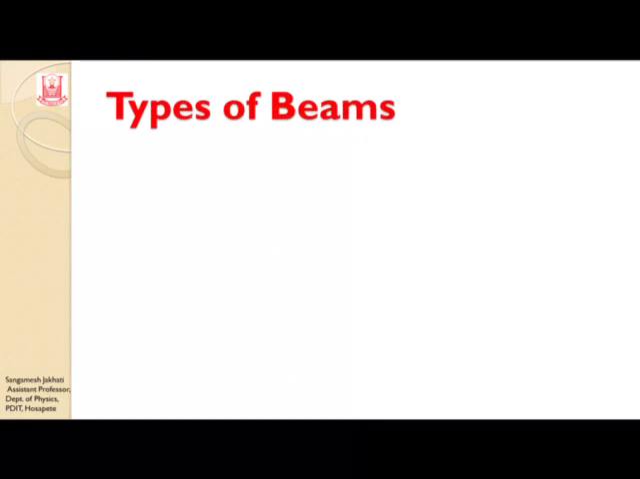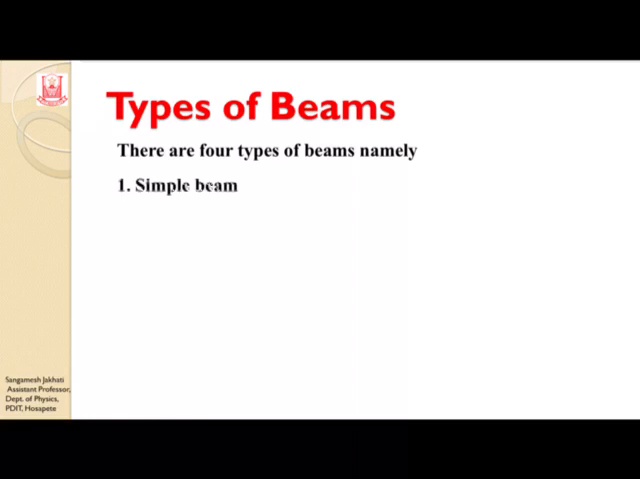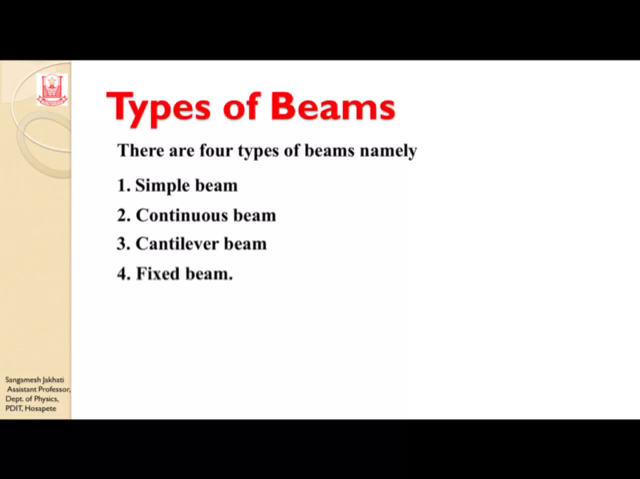So now let us discuss different types of beams. There are four types of beams, namely, first one is a simple beam, second one continuous beam, third cantilever beam, fourth one is fixed beam. Let us define one by one these different beams.